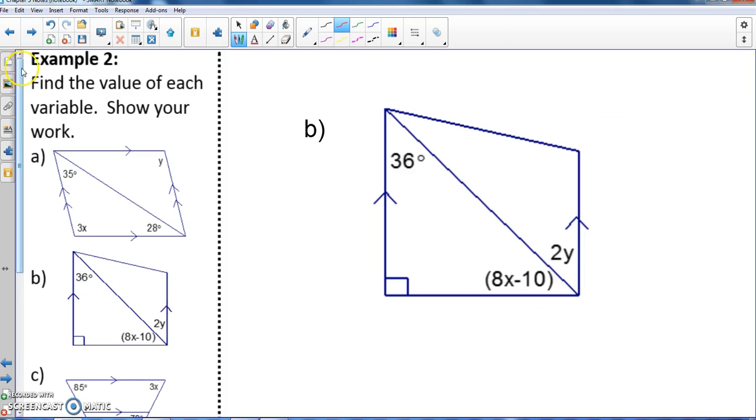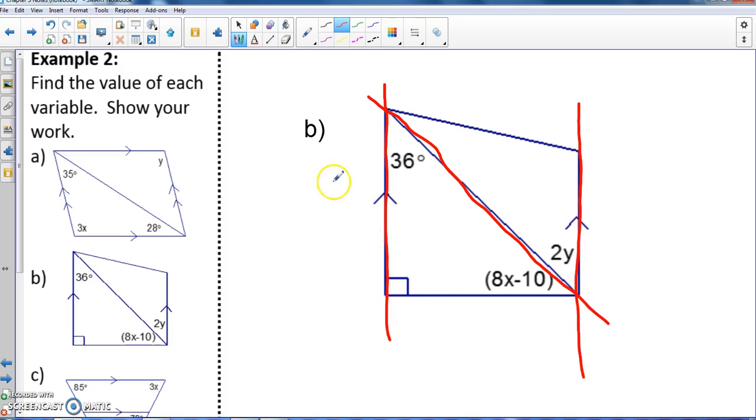Okay, so let's look at B. On part B, we need to find the y and the 8x minus 10. Now, I'm going to start with either this 36-degree angle or this 90-degree angle. I'm going to start with the 36. I'm going to extend the two lines that are touching the 36-degree angle. This one is marked with the single arrow, so then I need to draw in the other line that's a single arrow. So I've got these two lines.